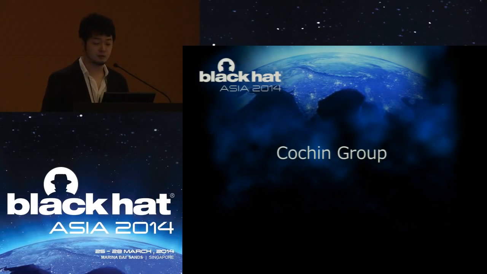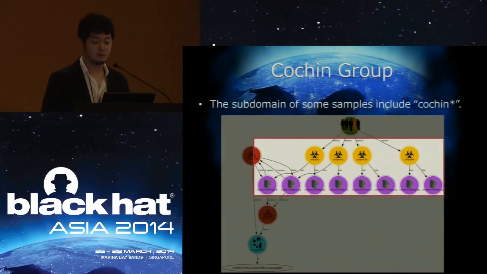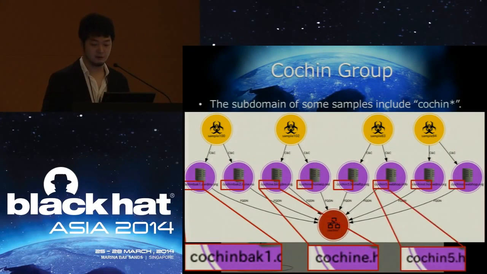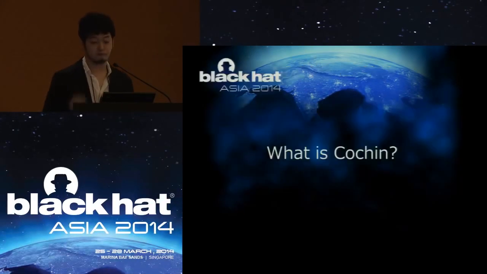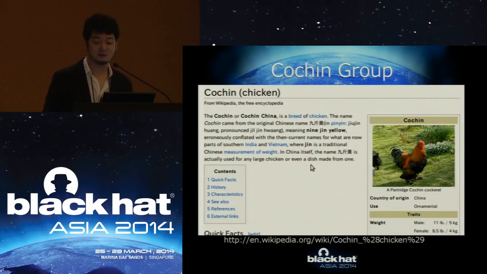And next, the Cochin group. This is the overview of the Cochin group. The subdomains of some samples include Cochin. For example, cochinback, cochine, and cochin5, and so on. What is Cochin? This is Cochin, a sort of chicken originated from China. I don't know if this Cochin is related to the Cochin group, but this is also Cochin.